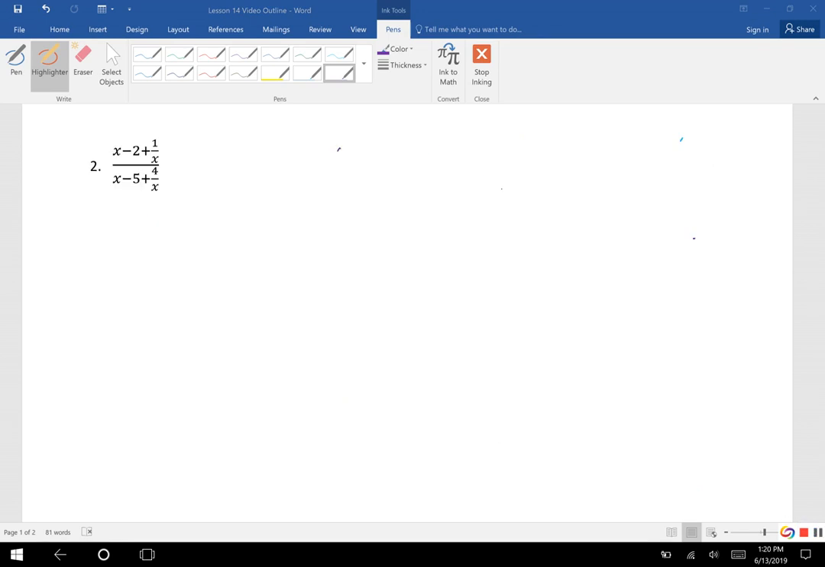So let's try using method 2 on example 2. The only denominators I see in this problem are the x's. And so that means I am just going to multiply everything by x. Everything on the top and everything on the bottom by x. So x times x is x squared, and then we get a minus 2x. And then this last term, 1 over x times x over 1, the x's cancel and you're just left with a plus 1.